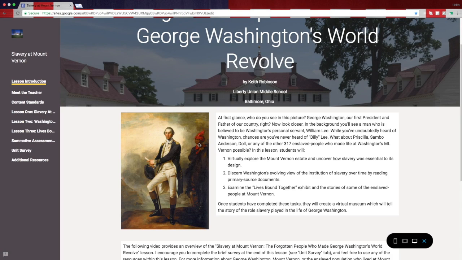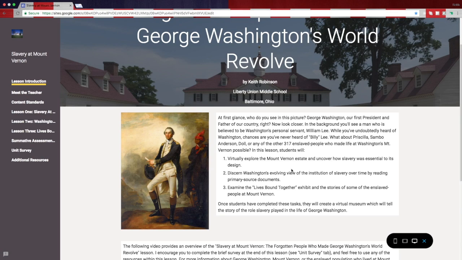So what we'll be addressing in this lesson is three things. Number one, students are going to virtually explore the Mount Vernon estate and uncover how slavery was essential to its design. Number two, I want students to be able to discern Washington's evolving view of the institution of slavery over time by reading primary source documents. And then number three, students are going to examine the Lives Bound Together exhibit, which is at Mount Vernon right now. And they're going to uncover some of the stories of the enslaved people that made Mount Vernon work.